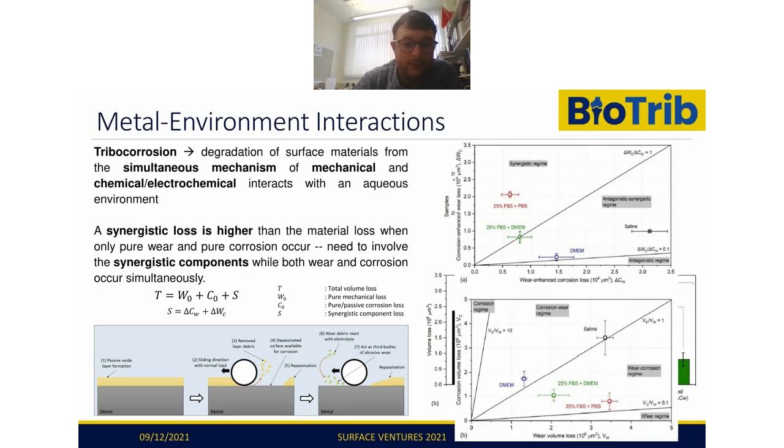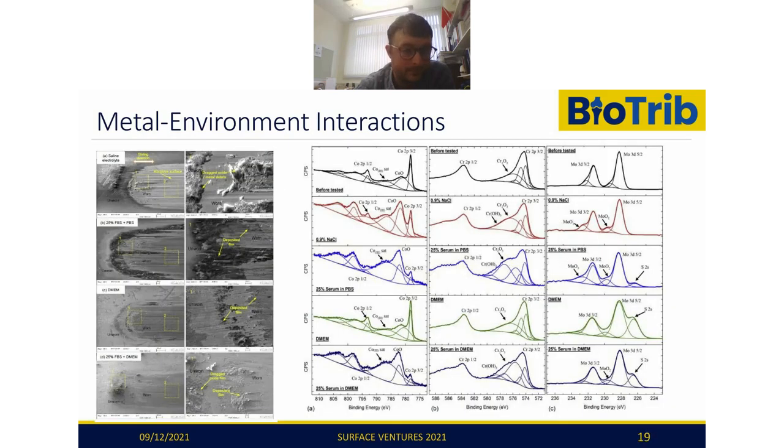We can plot the ratios of these synergies to find out which mechanism is dominant, and we can see that by manipulating these fluids, we can go from being in a synergistic corrosion regime, where we have wear enhanced corrosion, to being in an antagonistic regime. We can look more simplistically from a mechanistic point of view, and we can see that we can quite easily sit within these corrosion dominated or wear dominated regimes, and it's all through the choice of these fluids and how we set up our experiments.